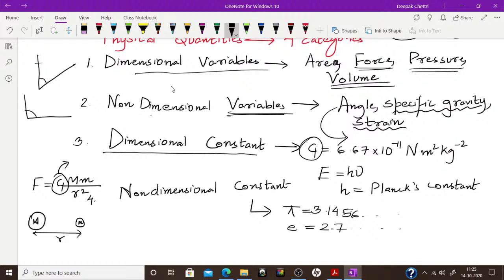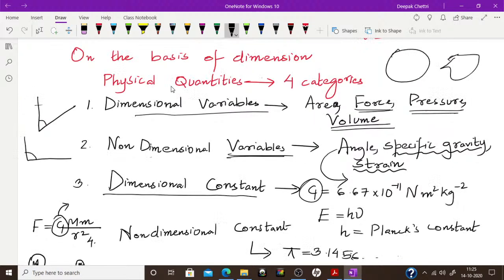So they have fixed value but do not have any dimensions. Okay, so four categories, very simple. Variables are something which changes, right. So quantities which have dimensions but they also change from time to time are called dimensional variables. Quantities which are variables but do not have any dimensions are called non-dimensional variables.